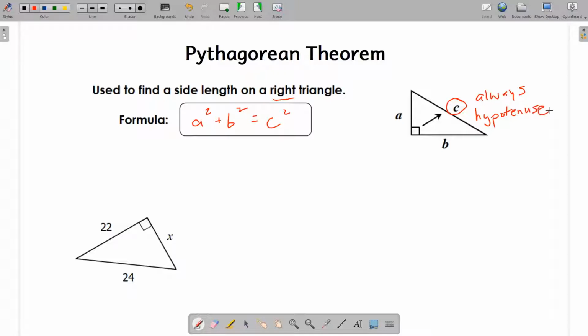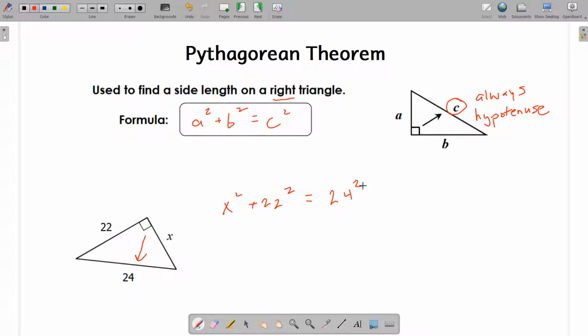It's not necessarily what you're always solving for, but c is always the hypotenuse. It's always the side across from the right angle. A and b are just the legs of that triangle. So here's an example down below. 24 is my hypotenuse because it's across from the right angle. And x, which I'm solving for, is one of the missing sides. So my equation is going to be x squared plus 22 squared equals 24 squared. It doesn't matter what my a and b are. The only thing that matters really is that I'm using 24 for the hypotenuse here.